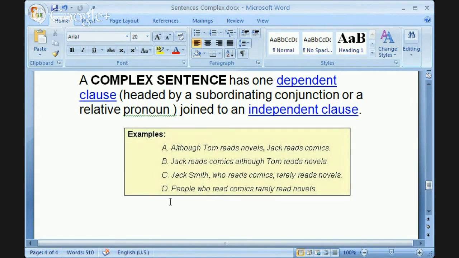Okay. Example D. People who read comics rarely read novels. I really have the same thing here. Notice there's no commas. I again have a relative pronoun, a relative clause, who read comics. People rarely read novels would be the independent clause.